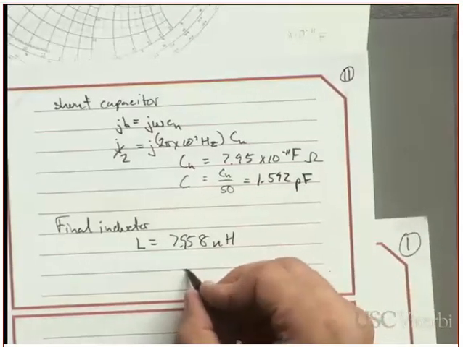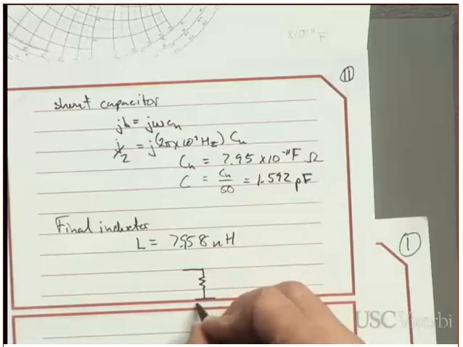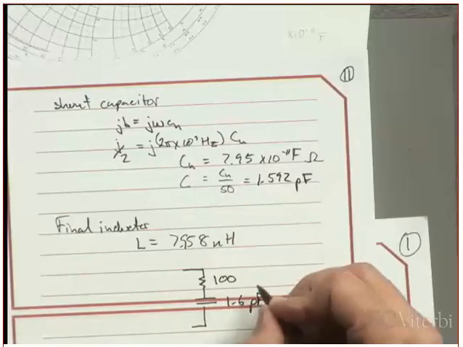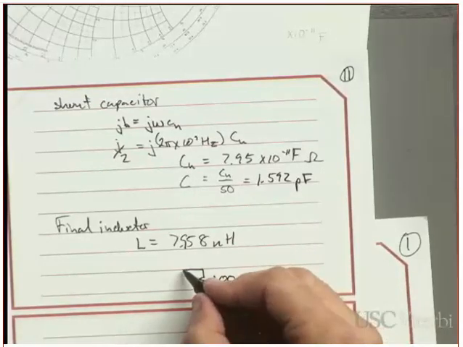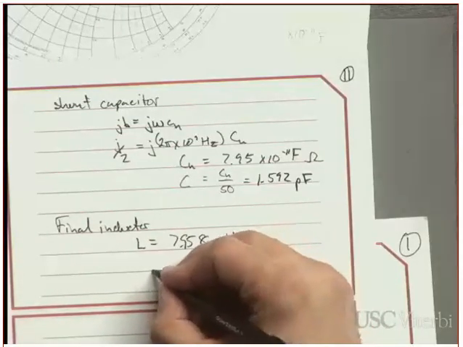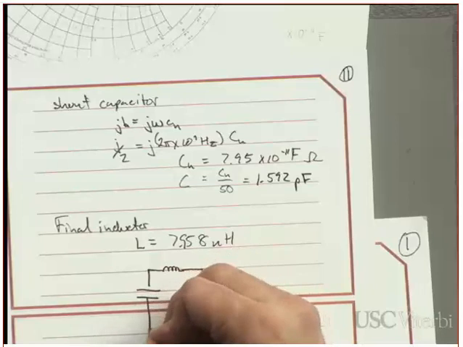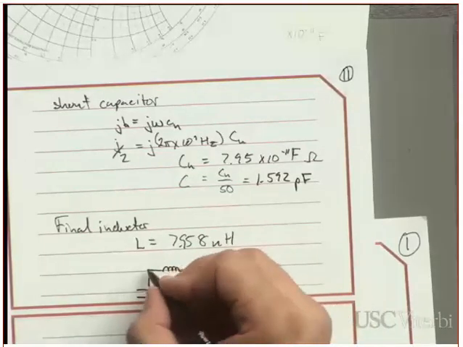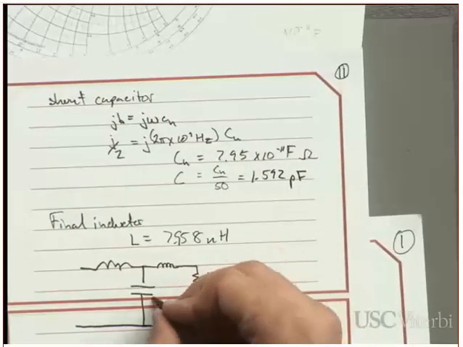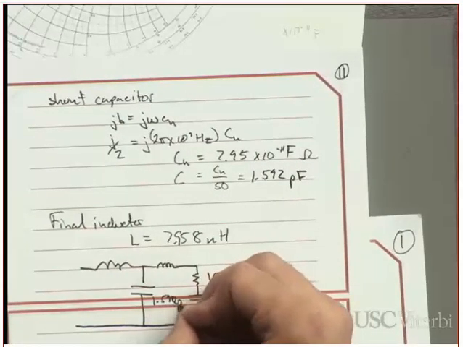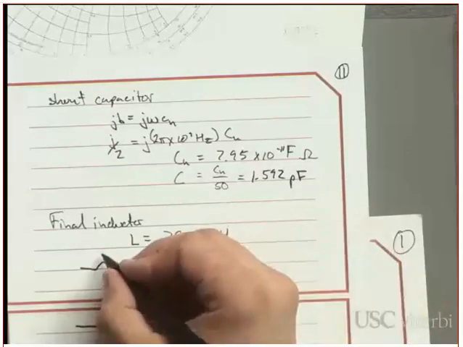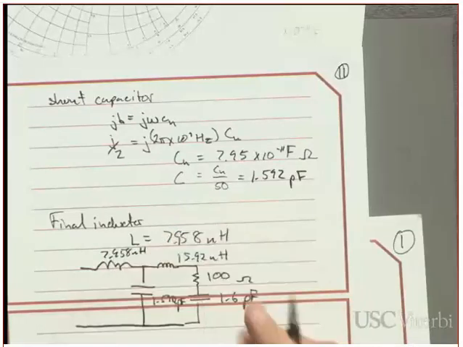So what's it going to look like? Here's my load. 100 ohms, 1.6 picofarads. And your matching circuit you build out from the load in the same order that you added circuit elements. So this is my first series inductor, my shunt capacitor, and my last series inductor. Okay. So this is my 1.592 picofarad capacitor, 15.92 nanohenry, and 7.958 nanohenries.